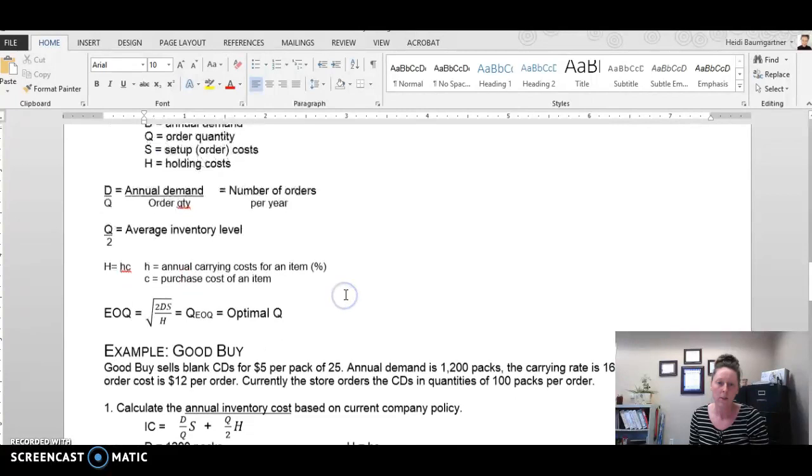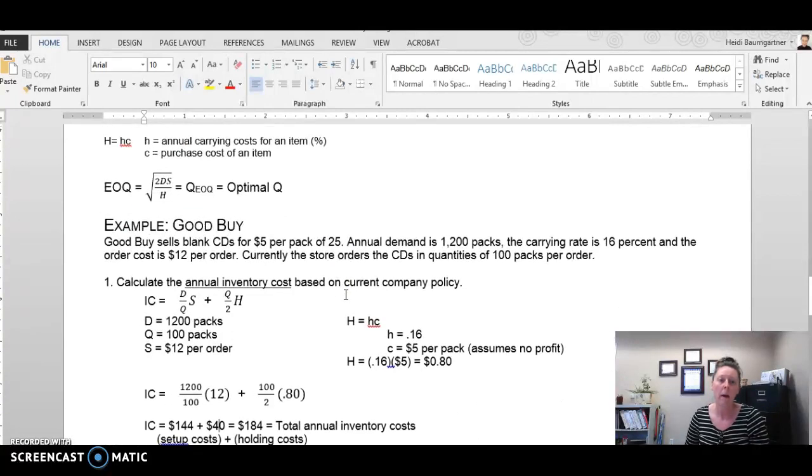So if we continue down to the Good Buy example, Good Buy sells blank CDs for $5 per pack of 25. Annual demand is 1,200 packs. The carrying rate is 16% and the order cost is $12 per order. Currently, the store orders the CDs in quantities of 100 packs per order.